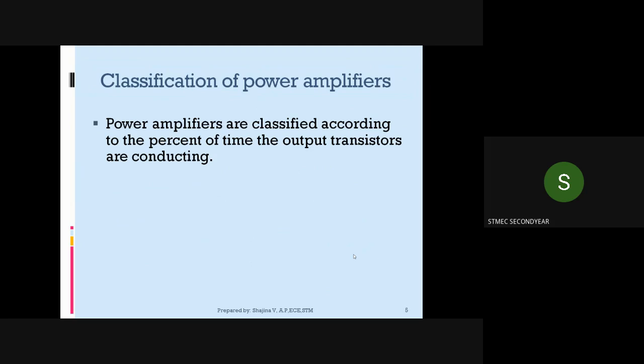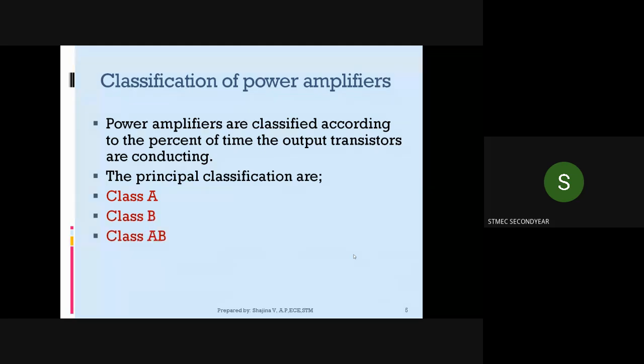So the criterion for classification of the power amplifier is according to the percent of conduction time of the output transistors. According to that, we have different types of power amplifiers: class A, class B, class AB, class C, class D. Like this, we can classify.